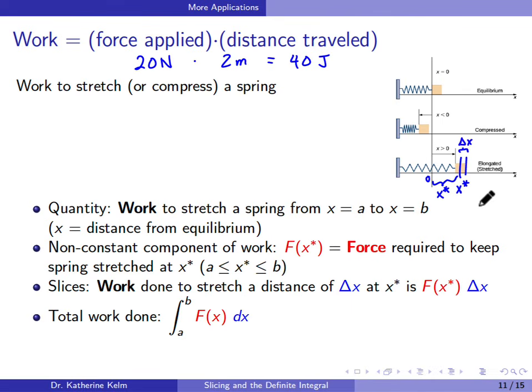So this is an estimate of the work done to stretch this spring from x star to x star plus delta x. So the work done to stretch this slice is capital F of x star times delta x. And therefore, the total work done is the integral from a to b of capital F of x dx.